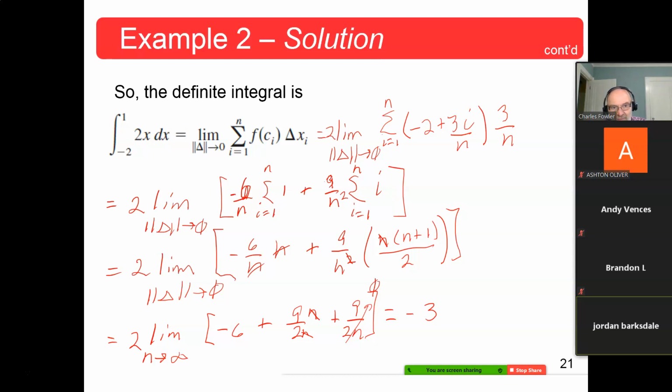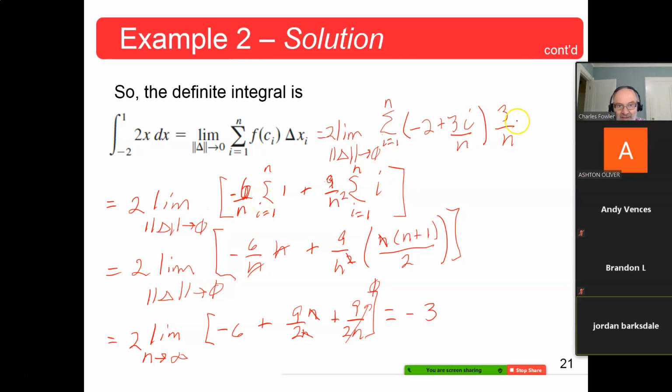So what you did, you multiplied 3 over n into the negative 2 plus 3i over n, right? This 3 over n right here, is that the one you're talking about? Yes. I brought that outside the summation because it doesn't depend on i. The i's are being counted in the summation. This has no i in it, so I brought it on the outside.